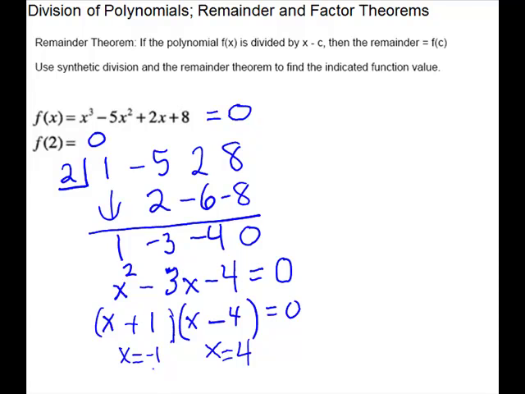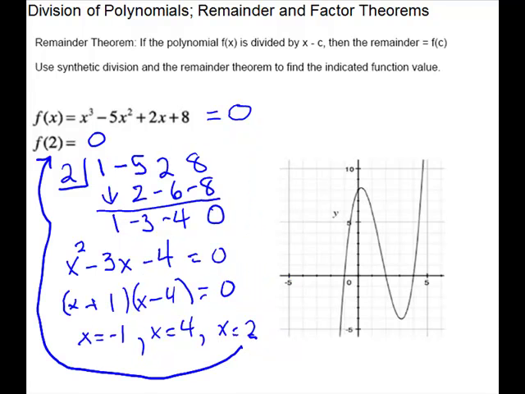So I'll pull up that graph. Let's look at a picture of this graph. These are the x-intercepts, or the zeros. And so here is our -1. Here is our 2. And here is our 4. So we have our zeros.